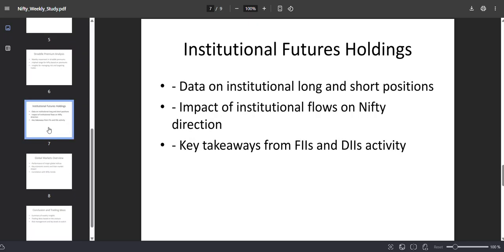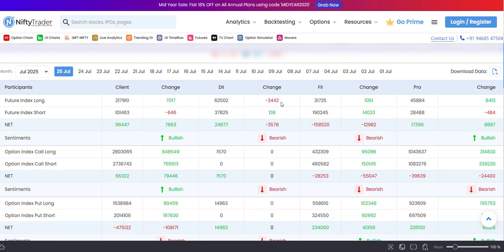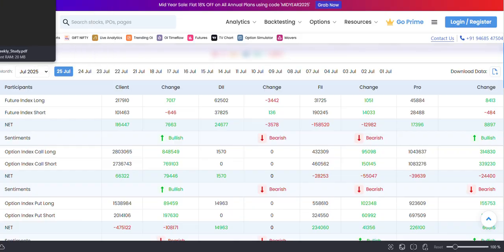Then what we are seeing next is institutional futures OI data. If you look at the institutional futures OI data, it is clearly visible that institutions, both DII as well as FII, have taken a bearish view. It is very clear institutions are on the bearish side only, because one day prior also they were bearish. So it looks like institutions are also expecting some more downside. That is what we could see from the OI data.